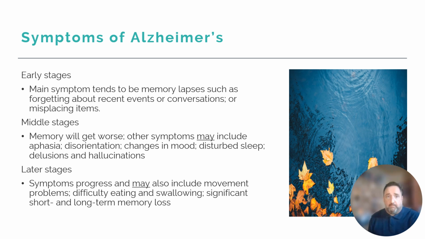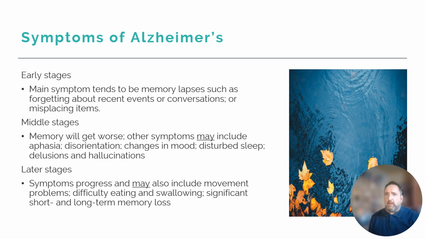In the middle stages, the memory will get worse, but other symptoms may appear, and they can include what we call aphasia. So that's word finding issues. So that's problems around language. It tends to be less around understanding other people's language. It tends to be around being able to pick the right word that we desperately want to say. There can be disorientation problems. So that's about people getting lost in places that they felt that they knew, that they felt very, very comfortable in before. And again, that can be very, very unsettling for people.